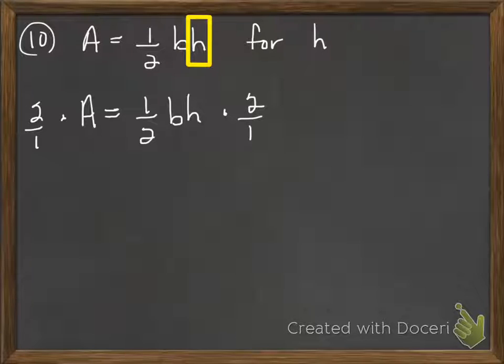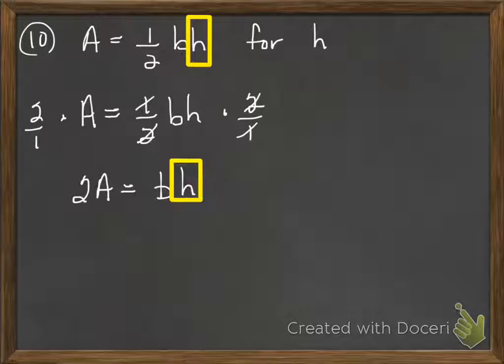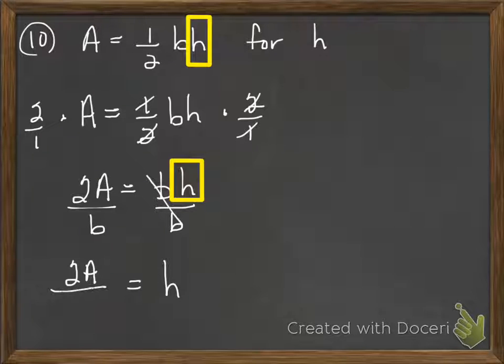On the left-hand side, I have 2 over 1 times a, and that's just 2a. On the right-hand side, the 1 over 2 times the 2 over 1 cancel each other out, and then I'm left with b times h. And again, just as a reminder, we're solving for h. We haven't solved for h yet because it's been multiplied times b, so we're going to divide both sides by b, and then I have h solved for. So h is equal to 2 times a divided by b.